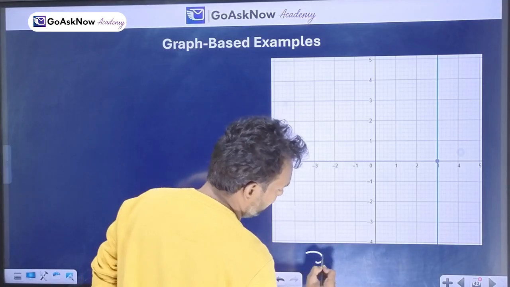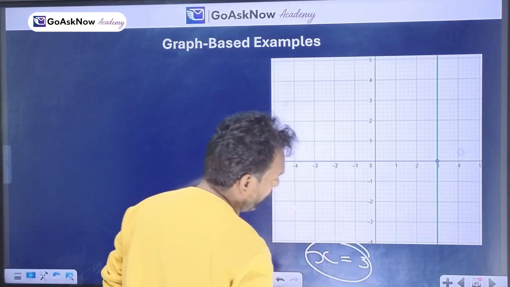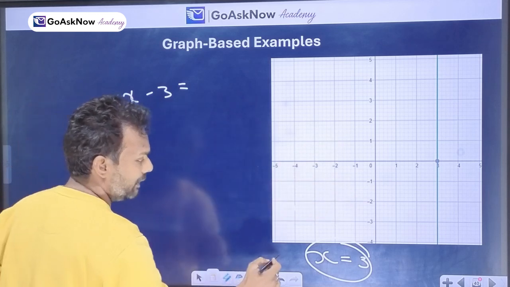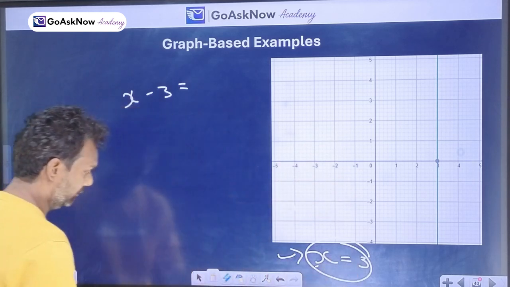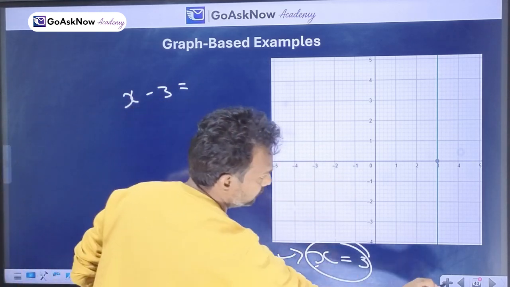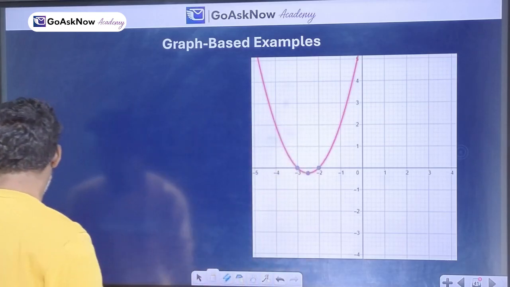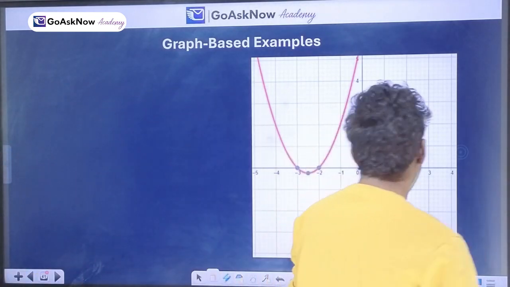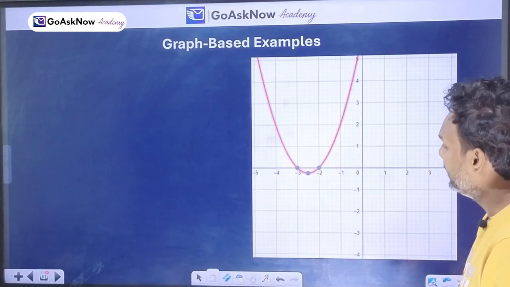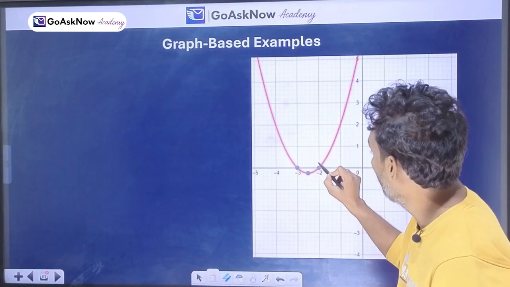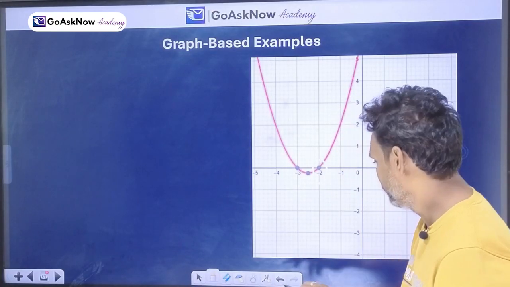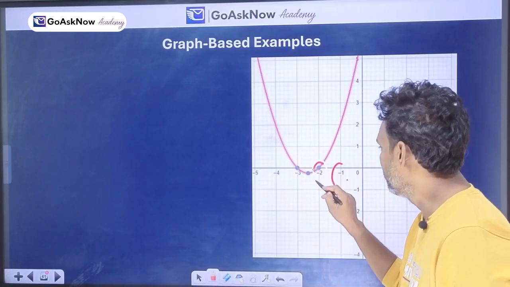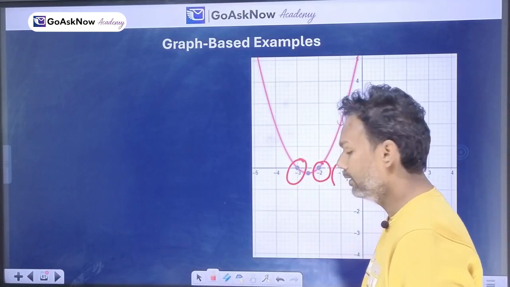This is x equal to 3. Root of this equation x minus 3. This shows x equal to 3, means the zero of x is 3. In this equation, we see that the zero of x in this graph is minus 2. It's minus 2 and minus 3.